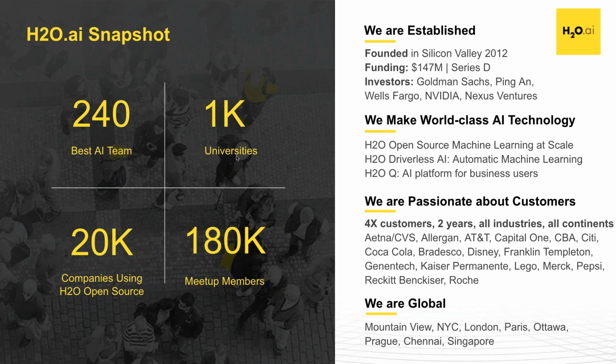So we have customers in almost all industries, and this really gives us a wider view of how machine learning is being used industry-wide and what sort of problems companies are coming up with and how they are leveraging and using our technology for that. We have our headquarters in Mountain View, but we are global. We believe that talent can be anywhere in the world. We do have offices in New York, London, Paris, Ottawa, Prague, Chennai, and Singapore, but a large part of our team also works remotely.